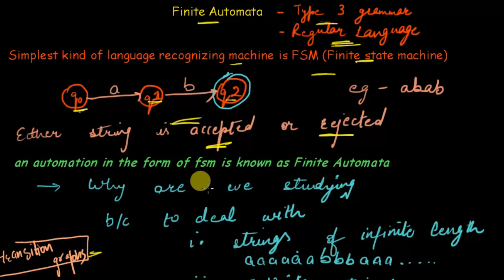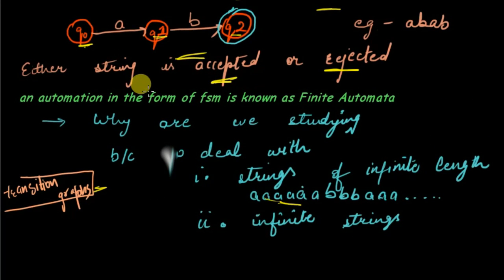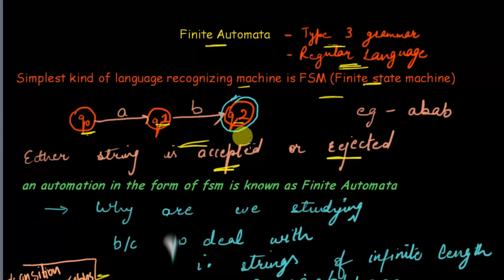Now the question arises, why are we studying it? Because if we have a string of infinite length like this, then by using this machine, our process can be done more efficiently and automatically rather than manually. The next benefit is that if I am providing you infinite number of strings, then rather than doing it manually, we can accomplish this process more efficiently by using these machines.